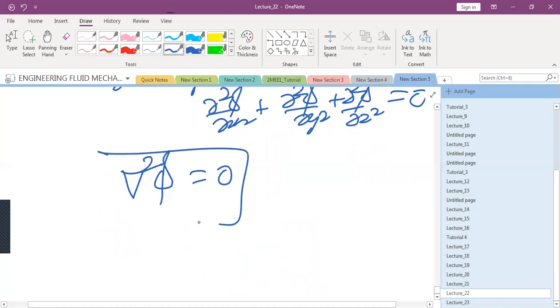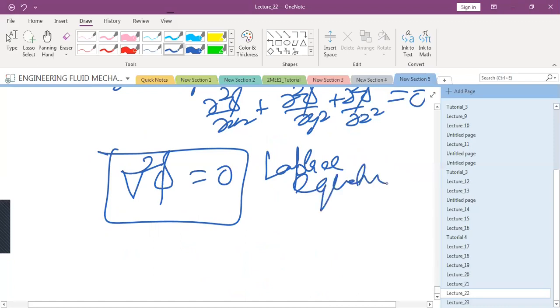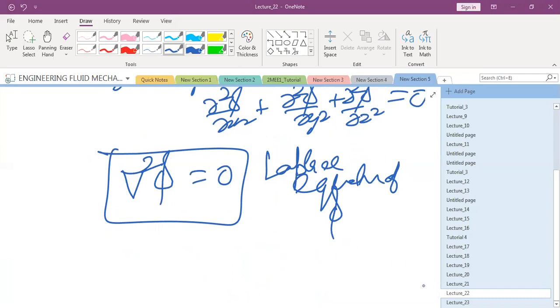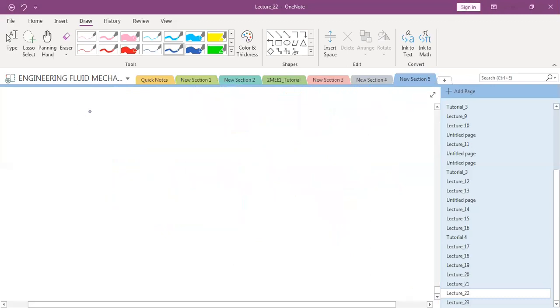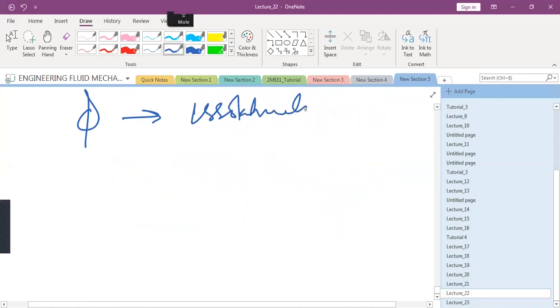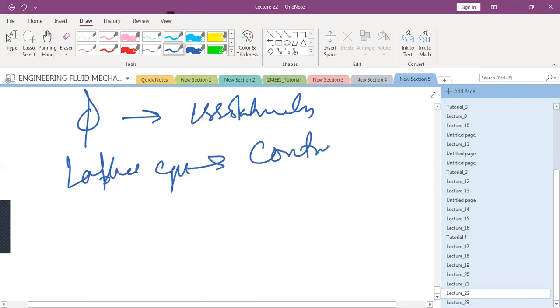So this is called what? The Laplace equation for phi. This is the Laplace equation for potential function phi. Are you clear? Any doubts? So we defined phi with the condition of irrotationality. We got the Laplace equation by invoking the continuity equation.